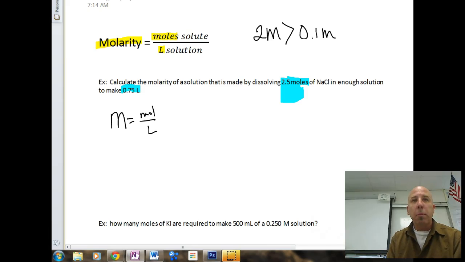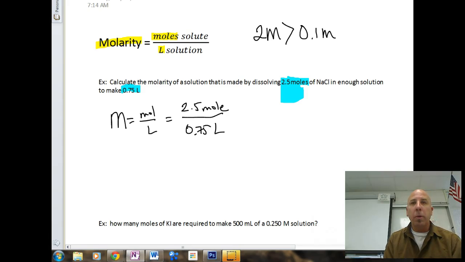We plug these values into the formula: 2.5 moles divided by 0.75 liters. All the units match the molarity formula, so we should be okay. We divide 2.5 by 0.75, and that gives an answer of 3.3. It gave me a lot more sig figs, but I'm going to round it off, since I have 2 sig figs in my moles and 2 sig figs in my liters.